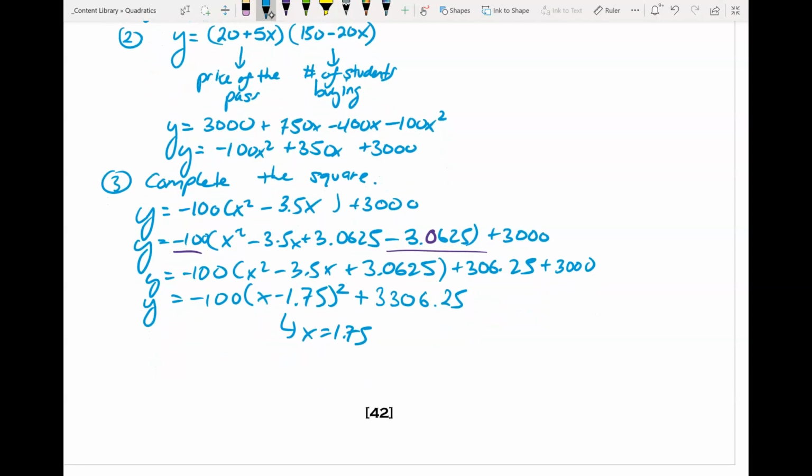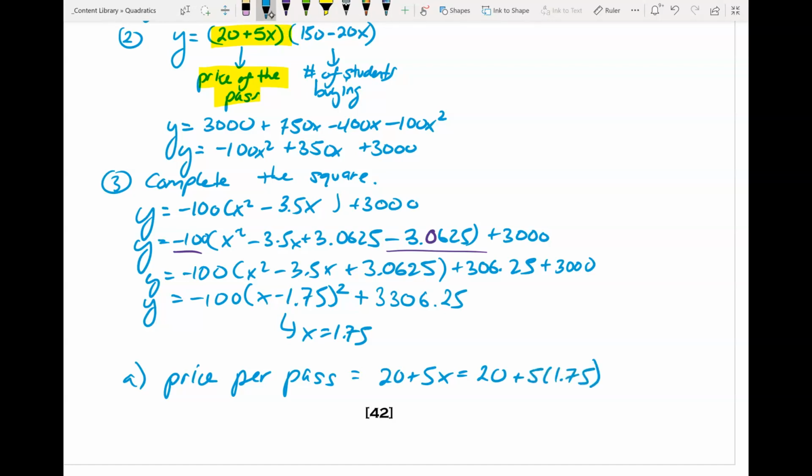So now, going back to A, we're looking at the price per pass, which is calculated, and we have this up here as 20 plus 5x. We already calculated the x is going to be 1.75. So then your cost of the pass is going to be 28.75.